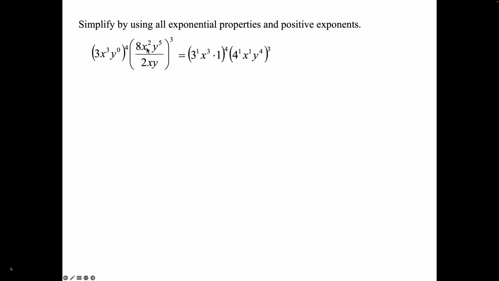Use your quotient rule. All right, dividing my x's, 2 minus 1. Okay, that's x to the 1st. y to the 5th divided by y to the 1st. 5 minus 1 is 4.